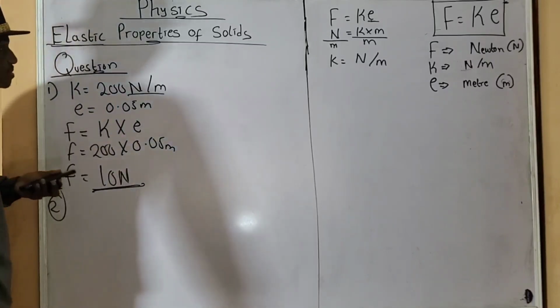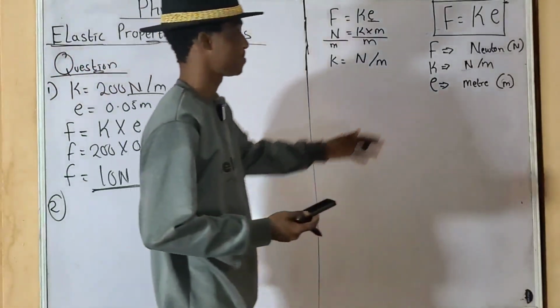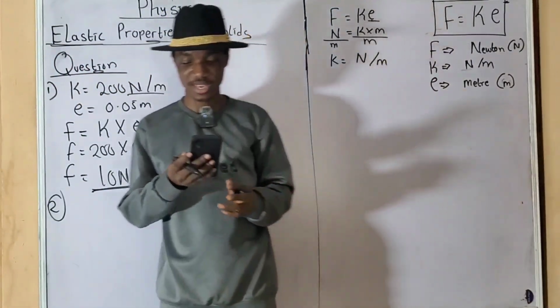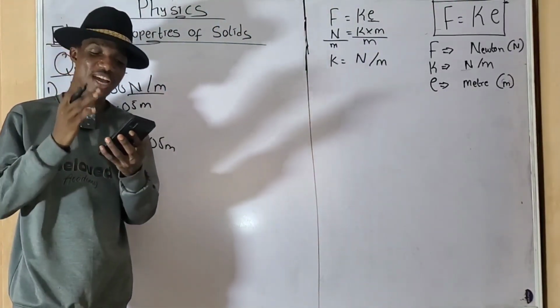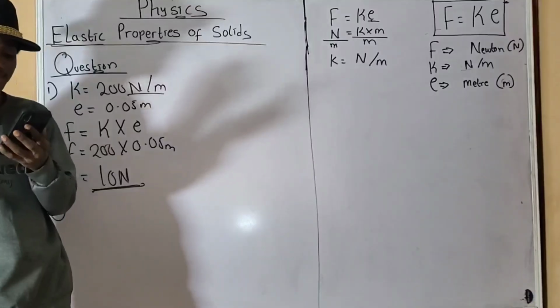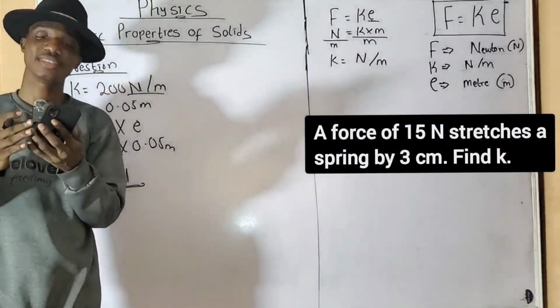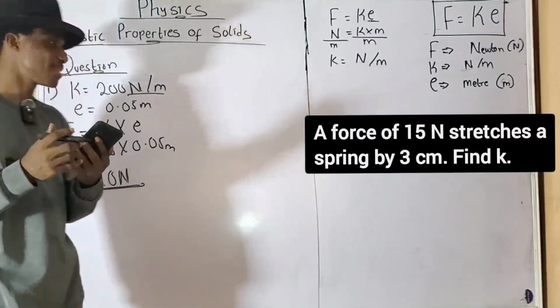Let's look at the second question. Don't forget, we are still under this law. F equals KE. Okay. The second question here: a force of 15 Newton stretches a spring by 3 centimeters. Find the spring constant. Okay.